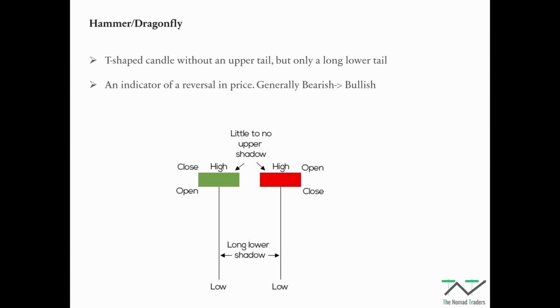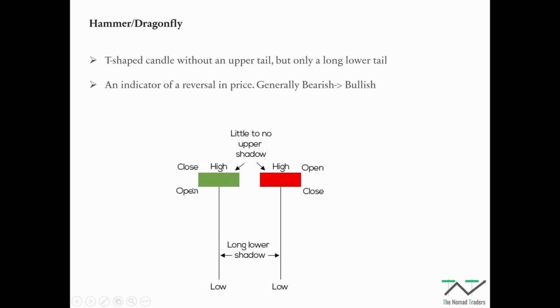Hammer or a dragonfly. A hammer or a dragonfly is a T-shaped candle with no upper tail and a long lower tail. Generally, the body to wick ratio is 1 to 3. Only then is it considered a proper dragonfly. This particular candle, the dragonfly, is a strong indication of trend reversal whenever it is formed at the end of a downtrend.